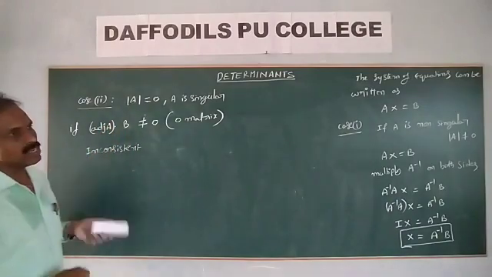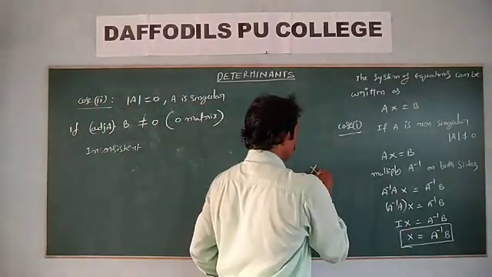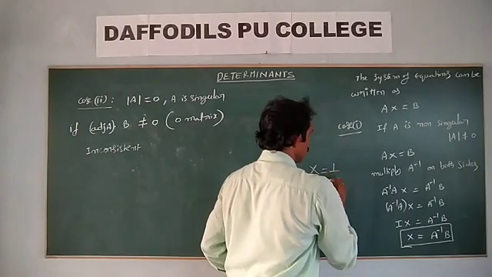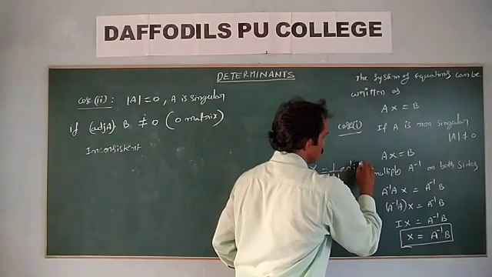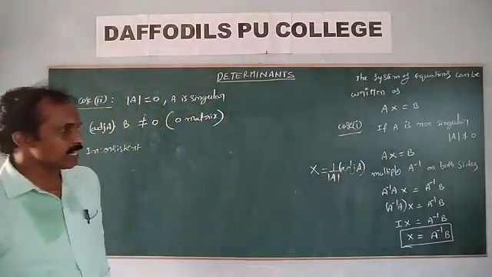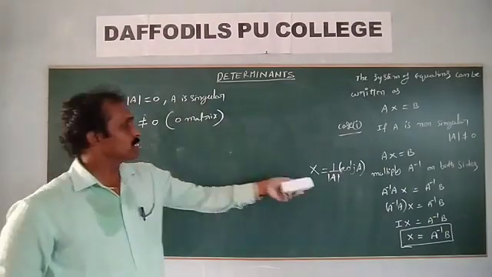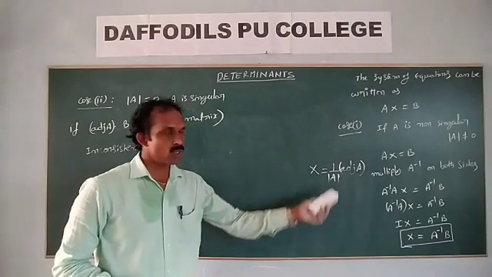Actually, if A is non-singular, then X is equal to A inverse B. A inverse means 1 by determinant A of adjoint A. So if A is singular, it means 1 by 0, which is not defined. That's why there is no solution.